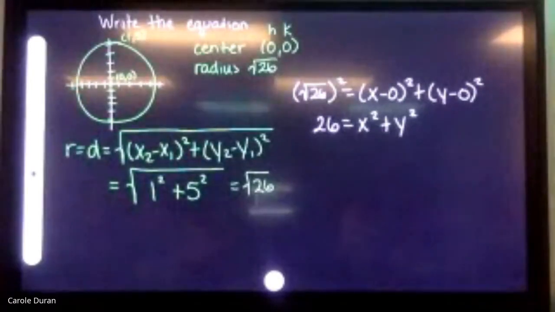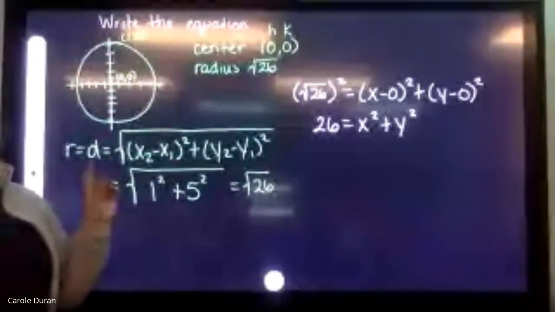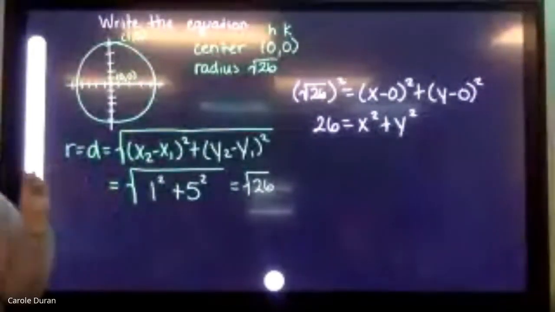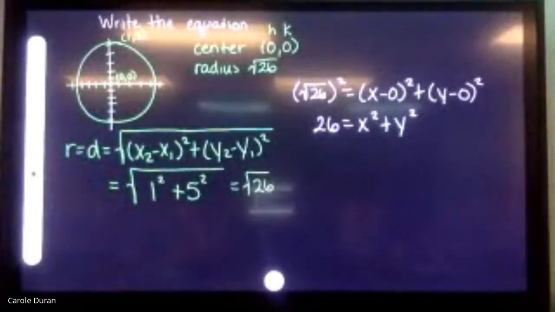How are we doing with this so far? I would like a 1 to 5. Honestly, it's not that bad. Okay, I'm seeing lots of good numbers. It's okay, I figured.